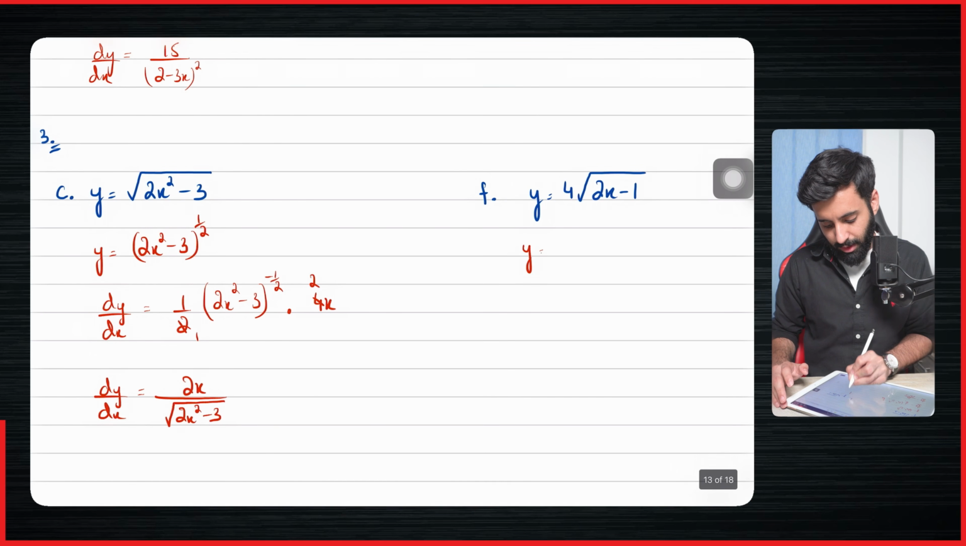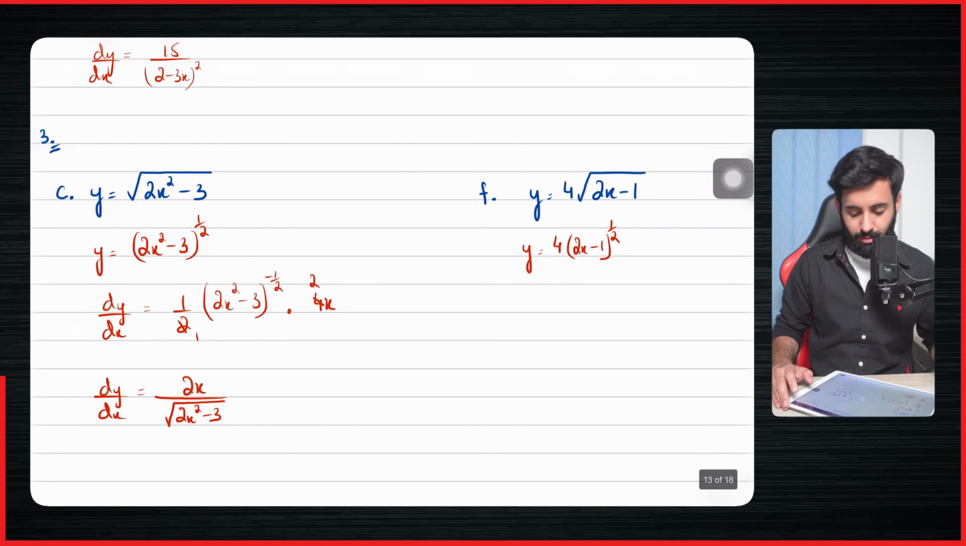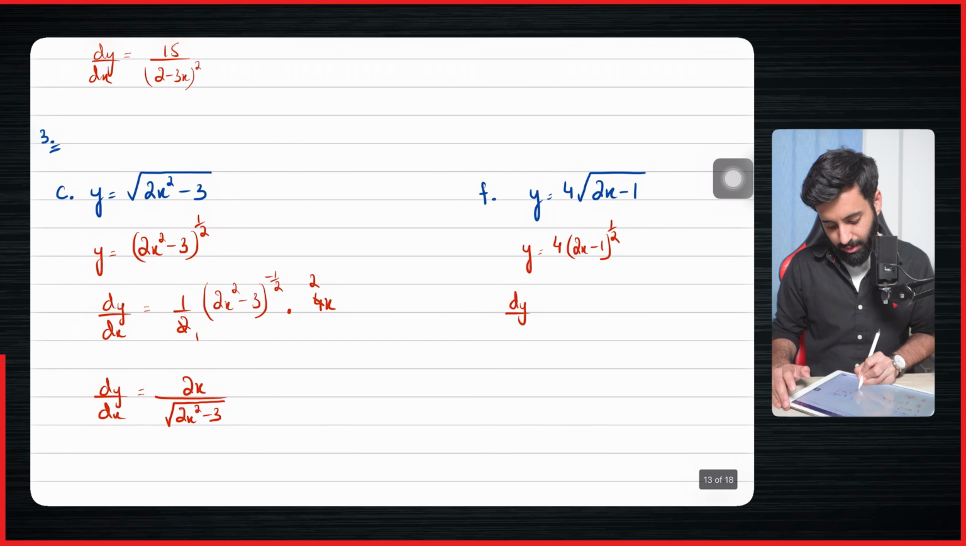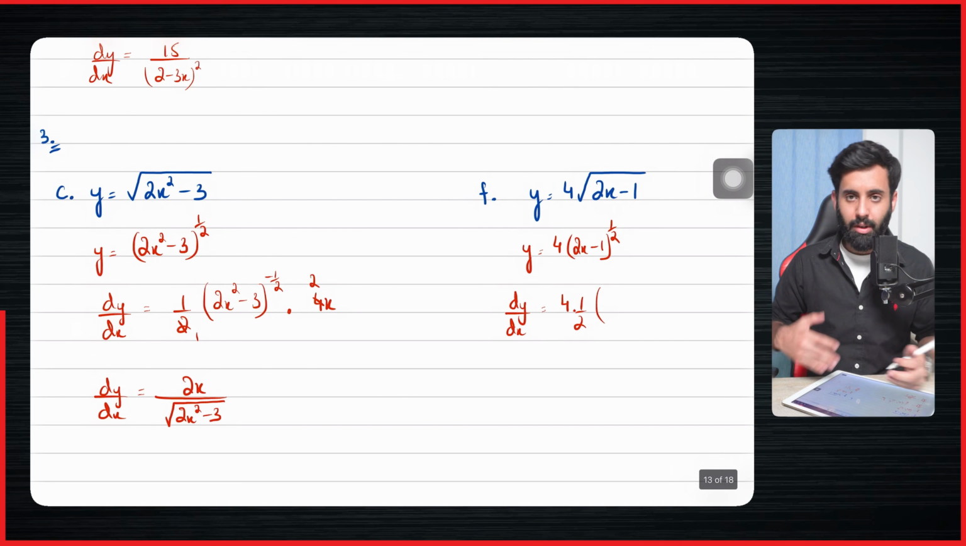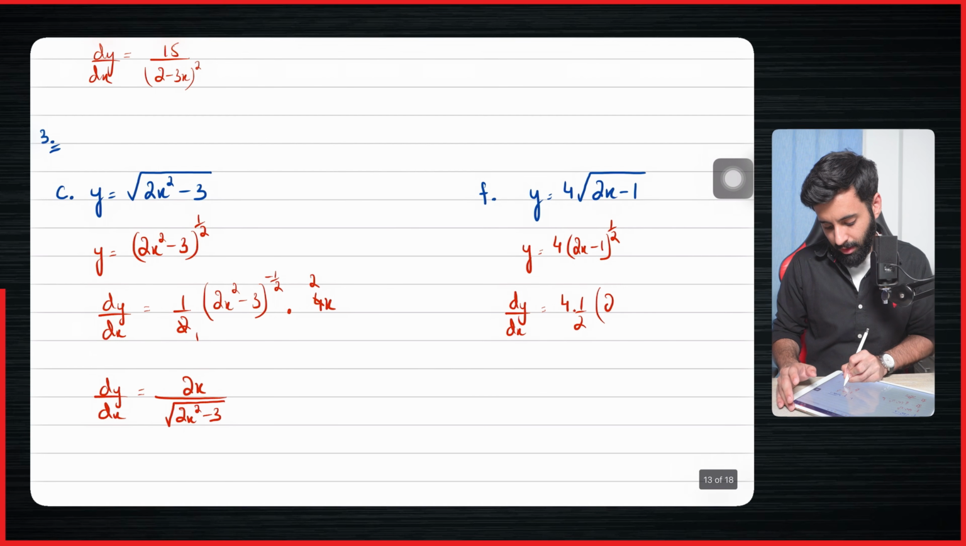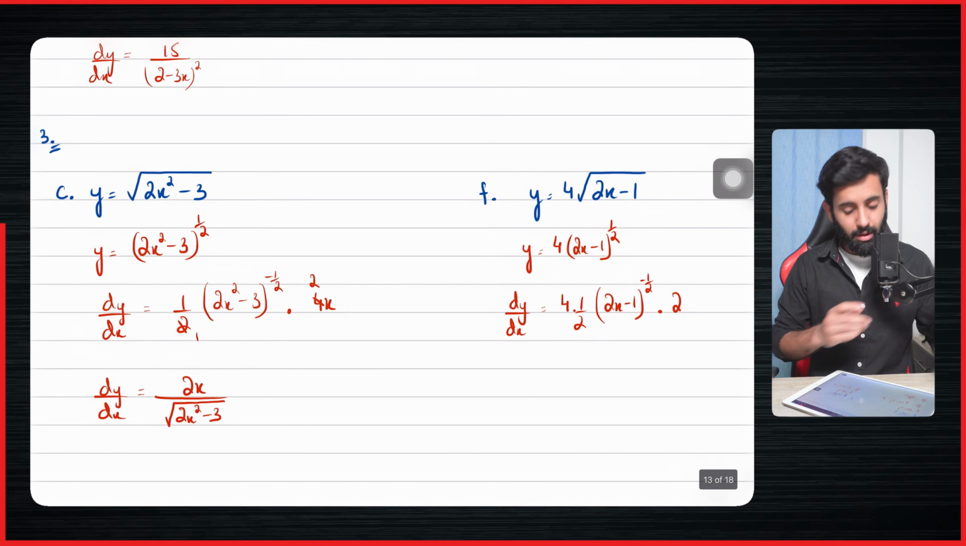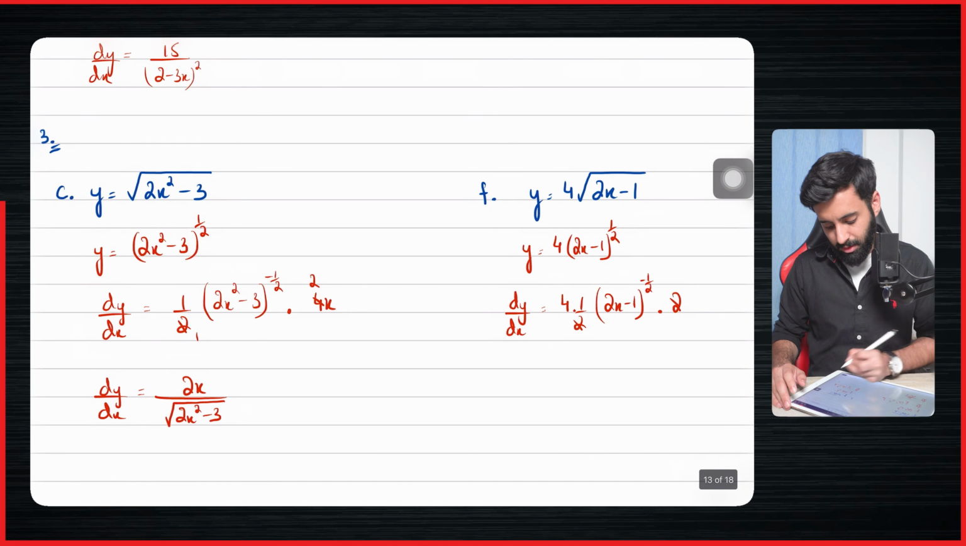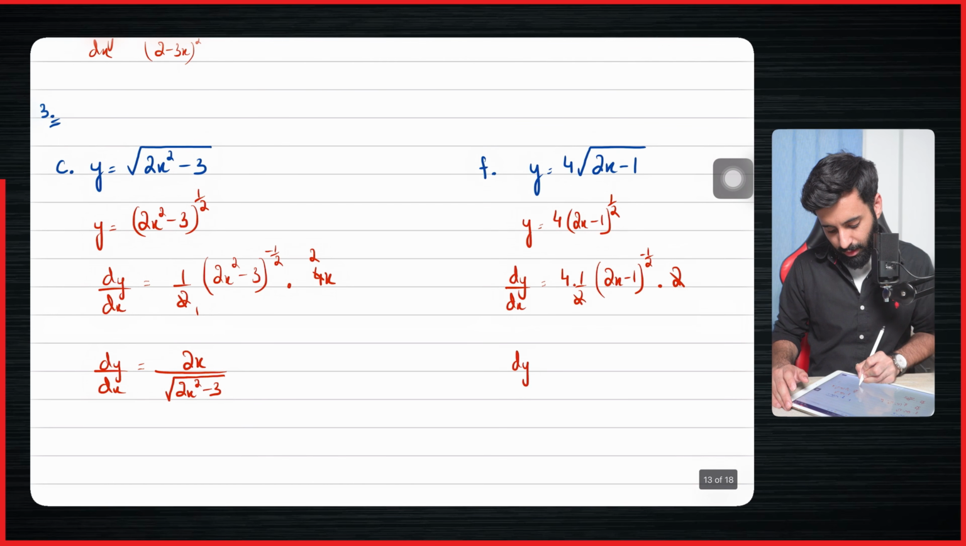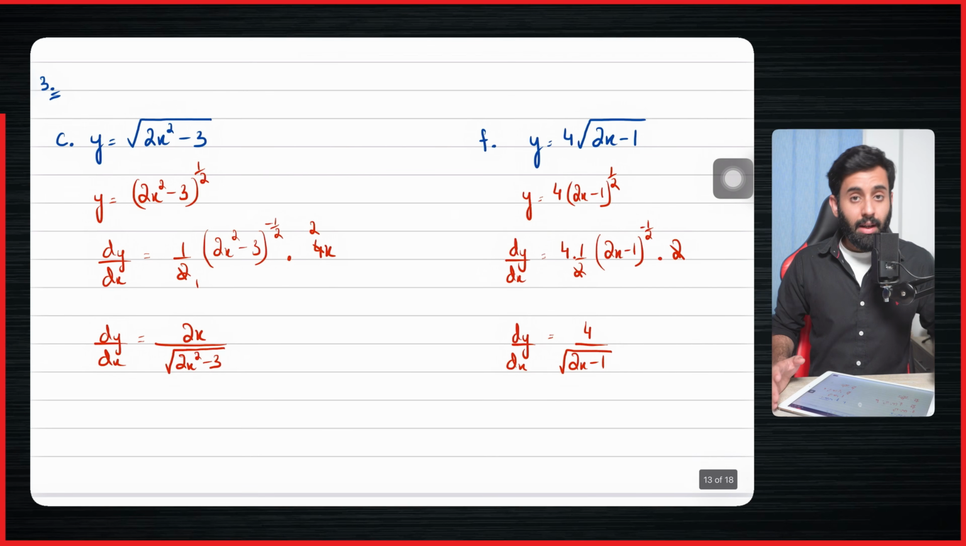Same thing applies to part F. 4 into 2x minus 1 to the power half. Now I'm going to differentiate it. So dy by dx becomes 4 into half. You can do it step by step if you want, or you can just straight away write it as 2 into 2x minus 1 to the power minus half, because that's what half minus 1 gives you, multiplied by the differential of 2x minus 1, which is going to be 2. Now the good thing here is you can cross out this 2 with this 2. And then you now have dy by dx equal to 4 over 2x minus 1 inside the square root, and that is the correct answer.